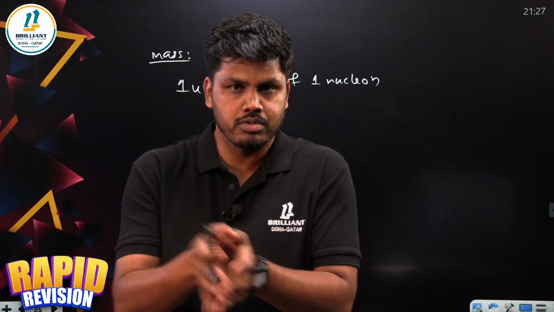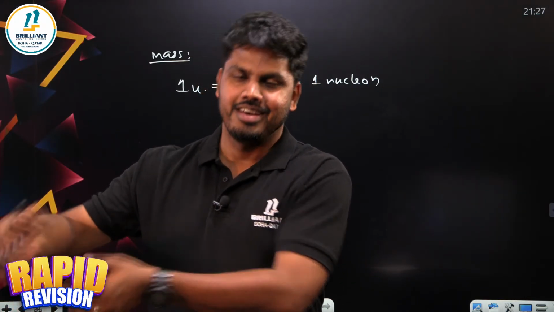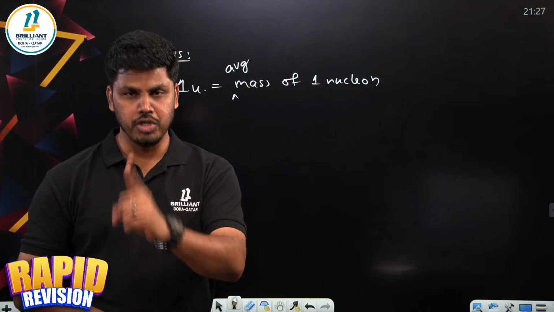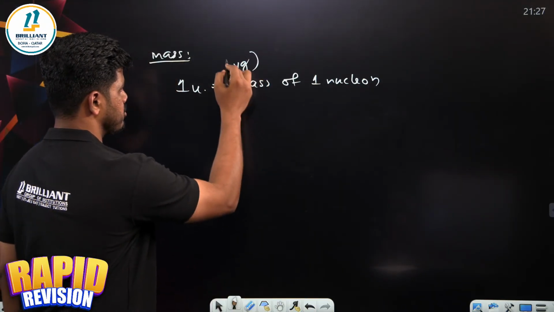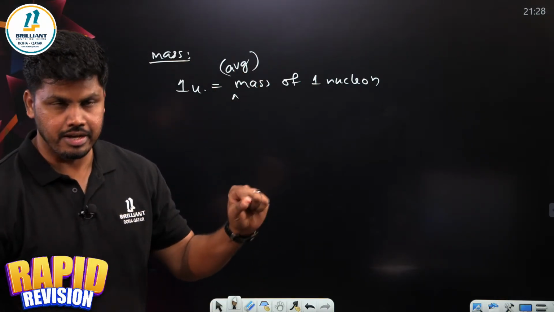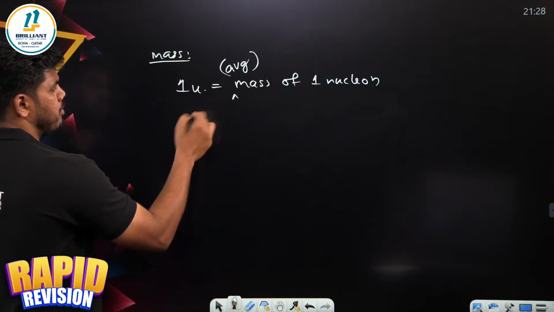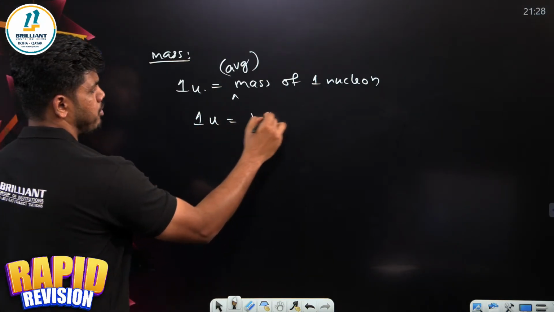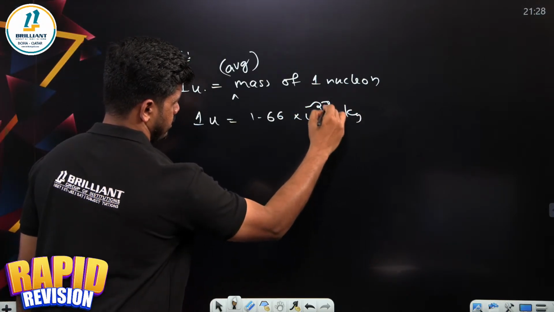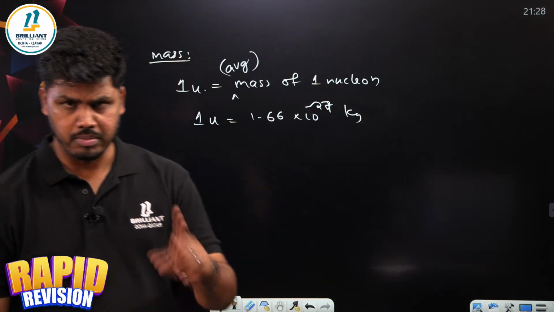6 of them may be protons, 6 of them may be neutrons. Correct? Yes. Total mass divided by 12 will give you the mass of one nucleon. But it is an average mass because proton and neutron are not of the same mass. Slightly different. Neutron is a bit heavier. We know one atomic mass unit is actually 1.66 into 10 raised to minus 27 kilogram. That is one atomic mass unit.